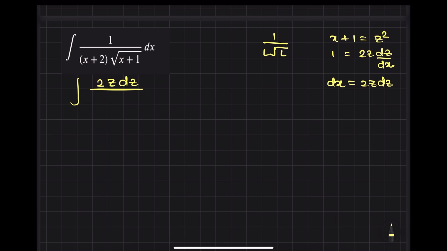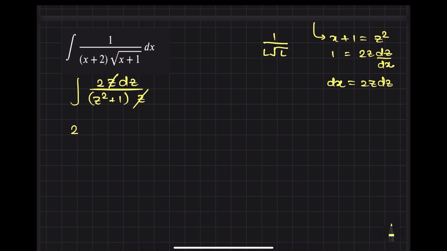Now, who is x plus 2? X plus 2. So look at this. Can I add 1 to both sides? So we will have z square plus 1. Then you will get x plus 2. And then who is this root x plus 1? So x plus 1 is z square. So root z square will become z. So this thing is gone. Same scenario.